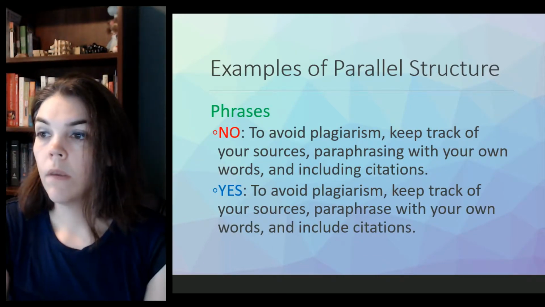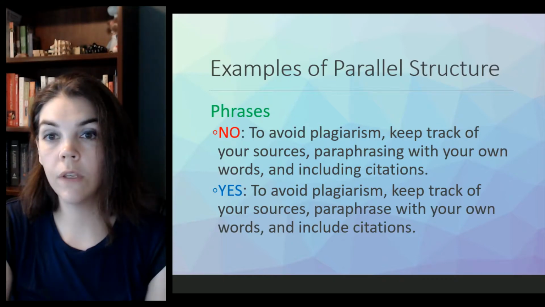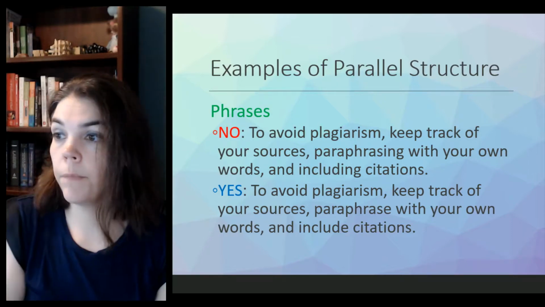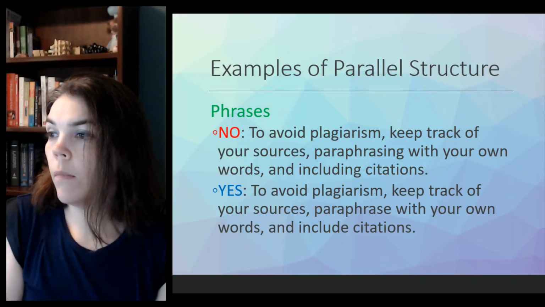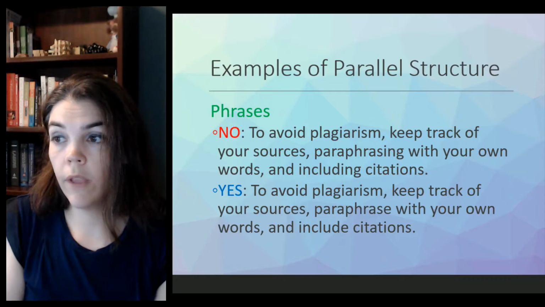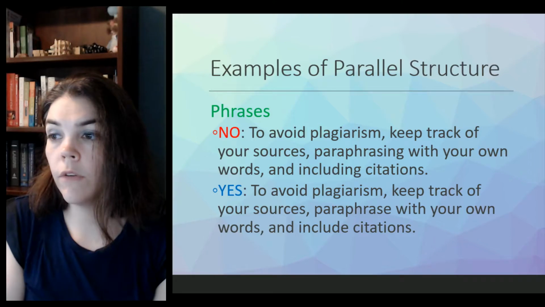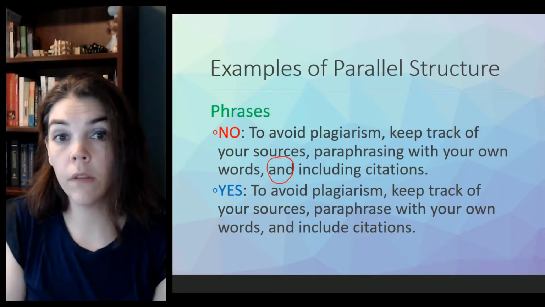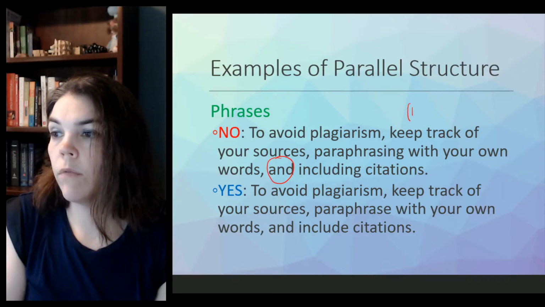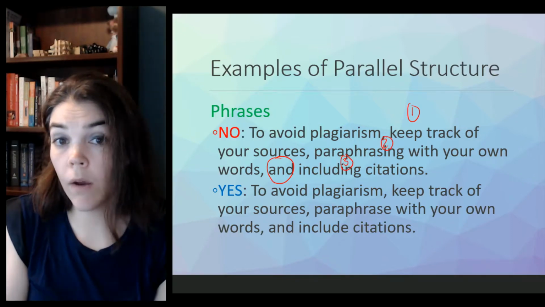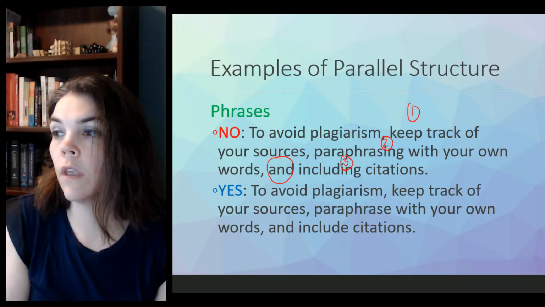Okay? So we have, to avoid plagiarism, keep track of your sources, paraphrasing with your own words, and including citations. So again, we do not have parallelism here. Let's find the list. So is this part of the list? It is not. Here's our connecting word, right? That's where we're going to look for our list. We have 1, 2, and 3. So now let's look at what structure each is using.